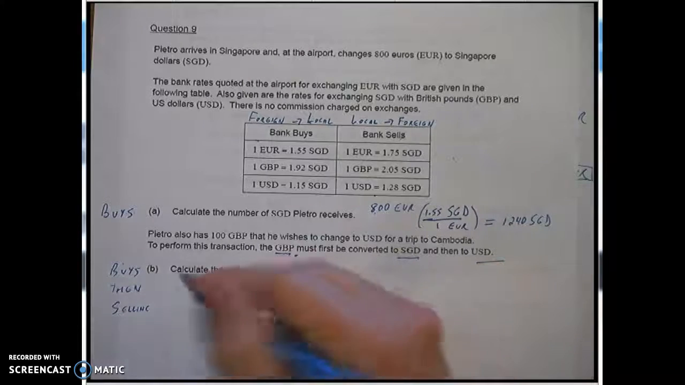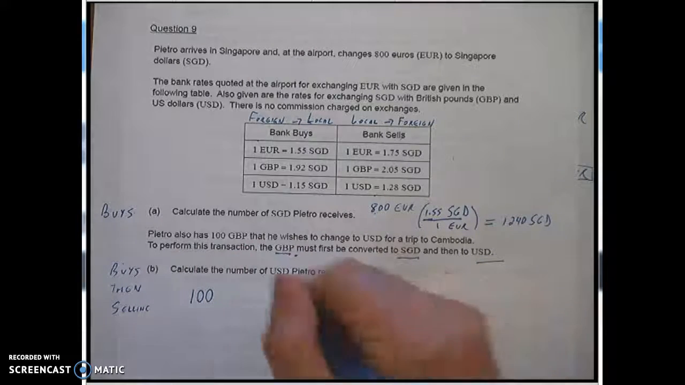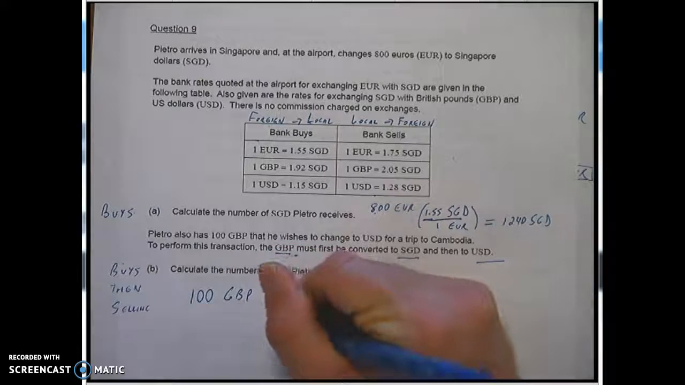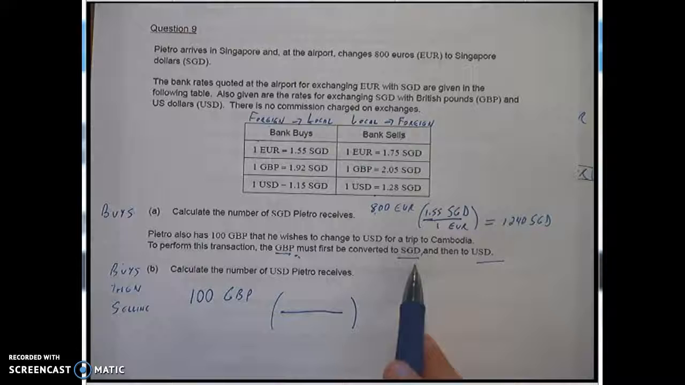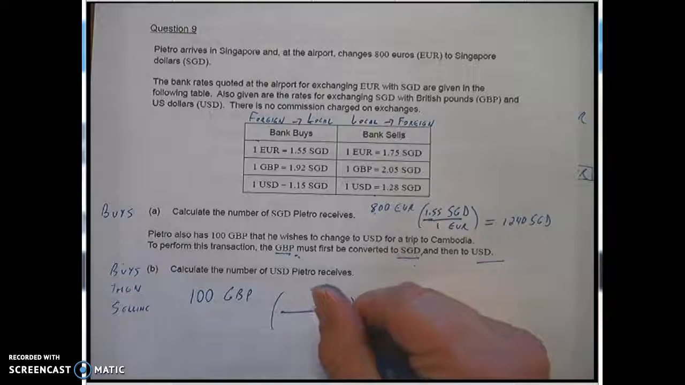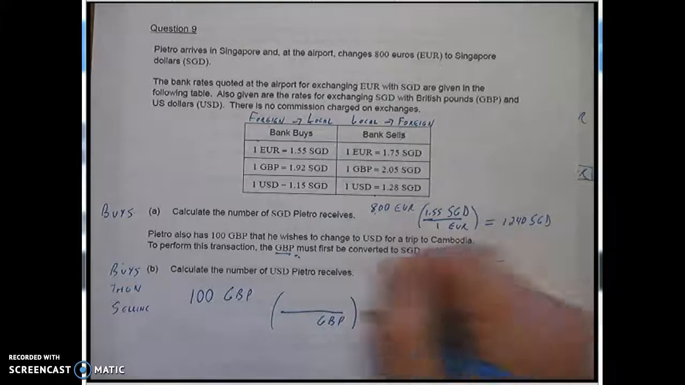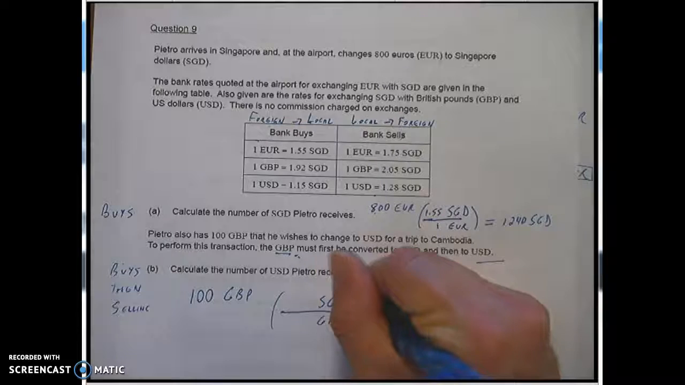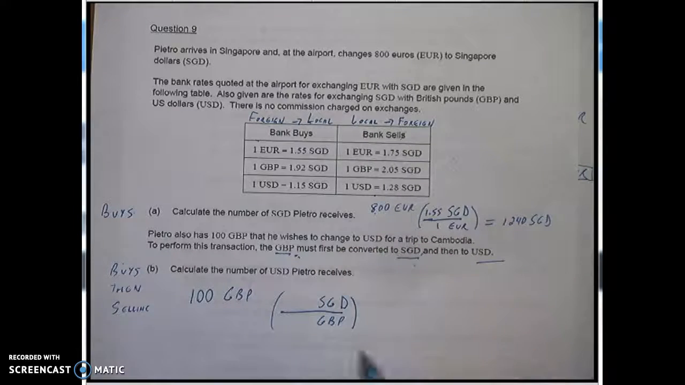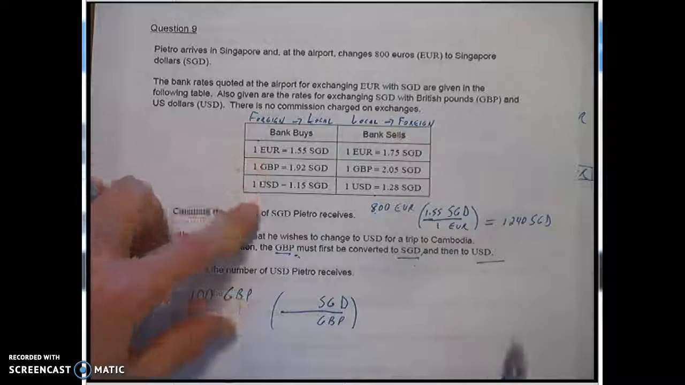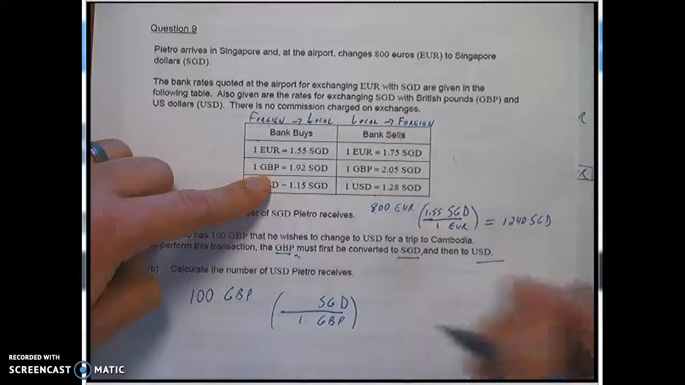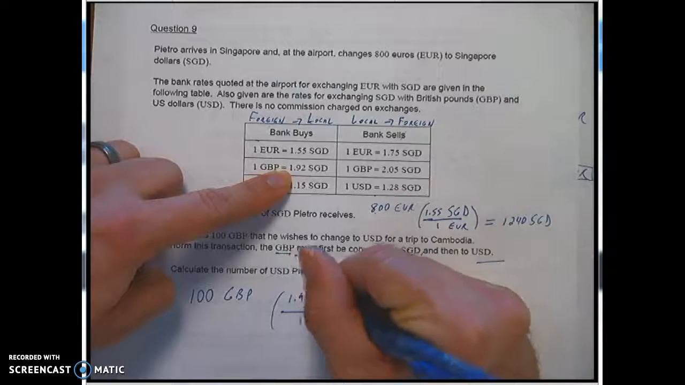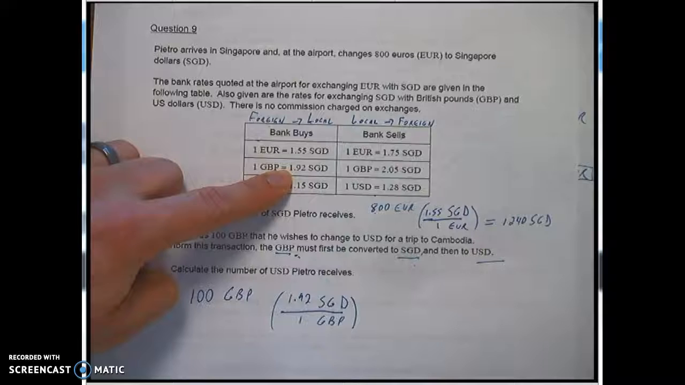So when I set this up, I've got 100 British pounds, and I want to first convert that into Singapore dollars. So I've got my pounds on the bottom and my Singapore dollars on the top. And the rate I'm going to use is from the buying, because it's going from foreign to local. So I know 1 Great Britain pound is equal to 1.92 Singapore dollars.